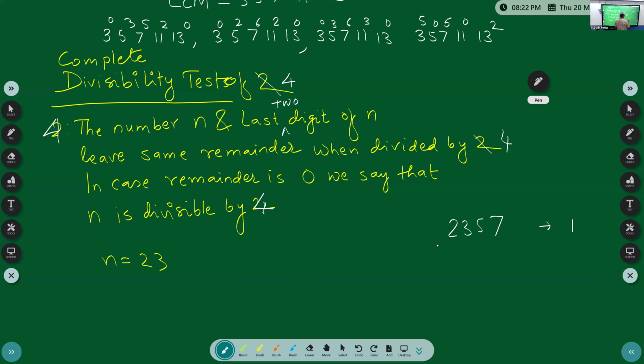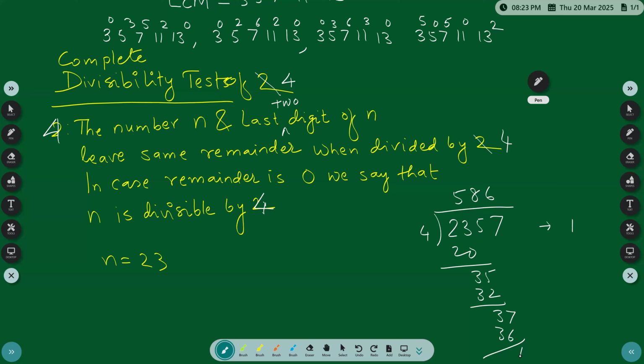And we check by actual division. 4 5s are 20, 35, 7 fours are 28, 9 fours are 36, 8 fours are 32. Correct, we get the same one. The quotient is 589, okay, correct. But the remainder is 1.